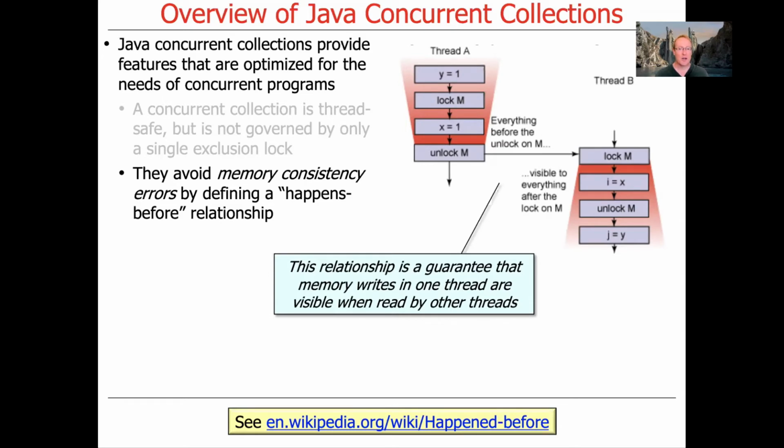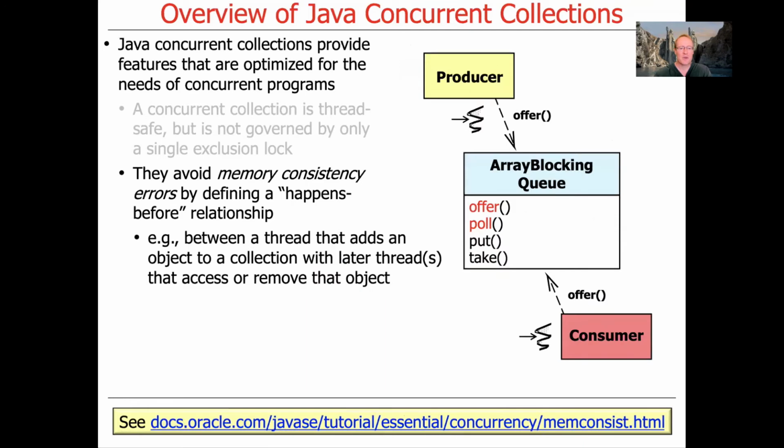They ensure that we don't have inconsistencies between memory in different caches in, say, multi-core processors by defining the appropriate happens-before relationship. And we've talked about the happens-before relationship earlier. Basically, if you recall, it's a guarantee that memory writes in one thread will be made properly visible to other threads that read the changes.